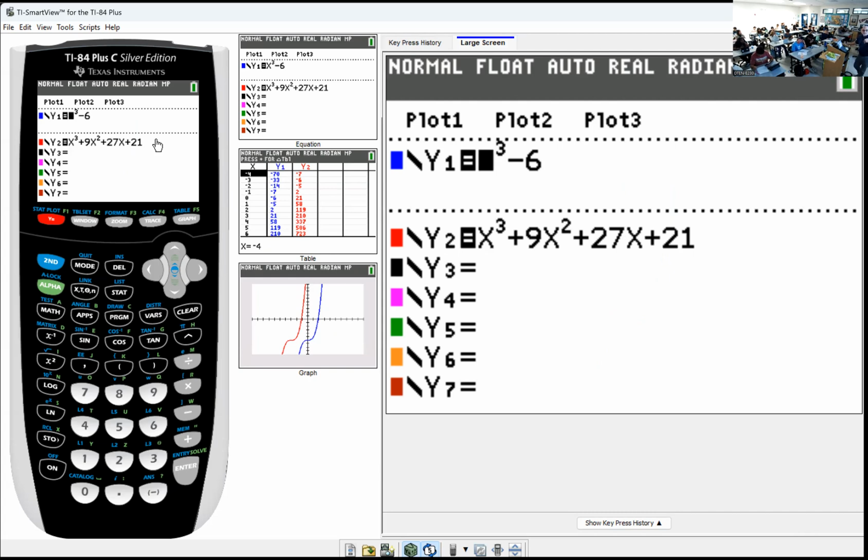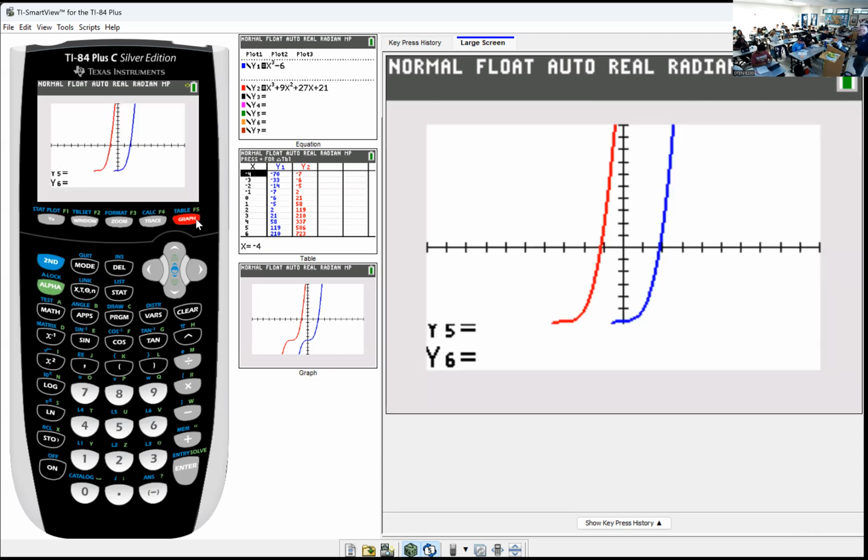So my f of x is x cubed minus 6. My g of x is x cubed plus 9x squared plus 27x plus 21. And if I graph this, my f of x is in blue and my g of x is in red. And sure enough, it's moved 3 units to the left. Yes.